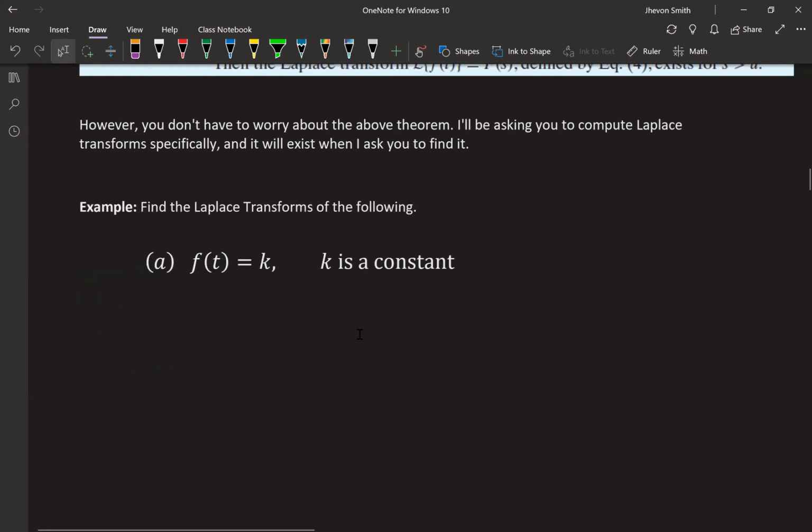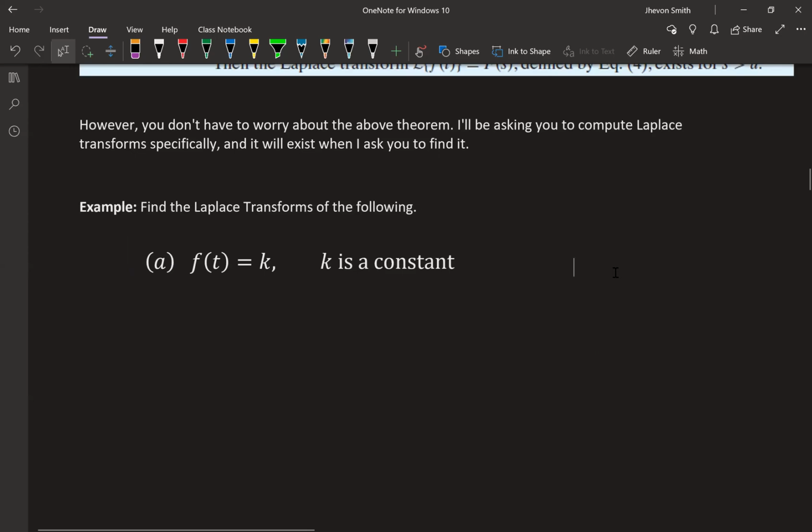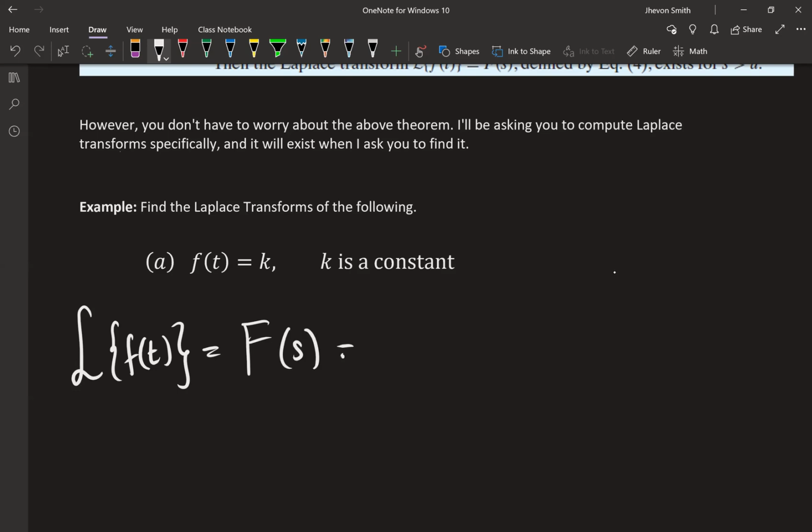So what we can do is just apply the definition. Here, I would say, well, the Laplace transform of our function f of t, which I can call big F of s, is going to be equal to the integral from 0 to infinity of f of t times e to the minus st.